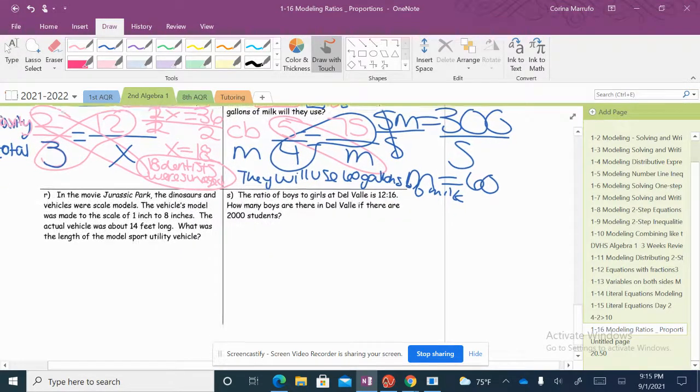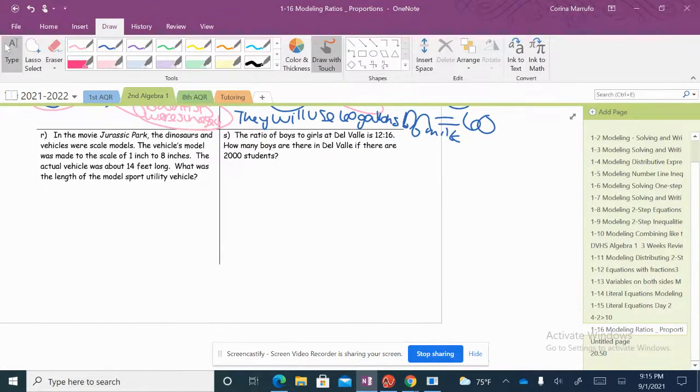Alright, let's look at the next one. It says, in the movie Jurassic Park, the dinosaurs and vehicles were scale models. The vehicle model was made to the scale of 1 inch to 8 inches. The actual vehicle was about 14 feet long. What was the length of the model sport utility vehicle? Okay, so it says here, the vehicle model was made to the scale for every 1 inch, it is 8 inches. So 1 to 8.